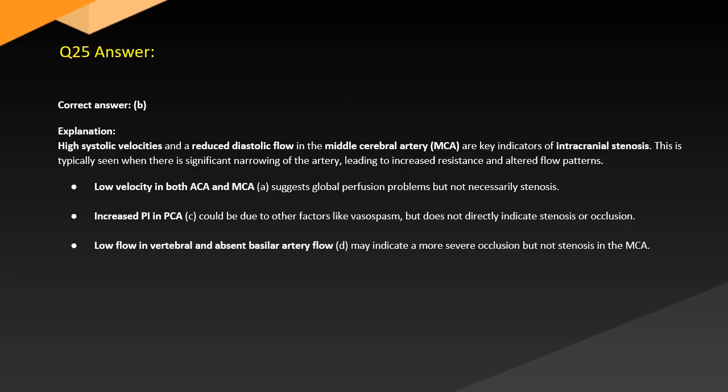Answer. Correct answer: B. Explanation. High systolic velocities and a reduced diastolic flow in the middle cerebral artery (MCA) are key indicators of intracranial stenosis. This is typically seen when there is significant narrowing of the artery, leading to increased resistance and altered flow patterns. Low velocity in both the ACA and MCA suggests global perfusion problems, but not necessarily stenosis. Increased PI in the PCA (C) could be due to other factors like vasospasm, but does not directly indicate stenosis or occlusion. Low flow in the vertebral arteries and absent basilar artery flow (D) may indicate a more severe occlusion, but not stenosis in the MCA.